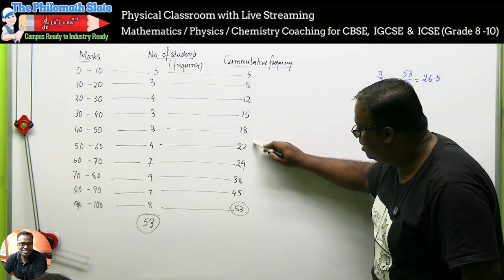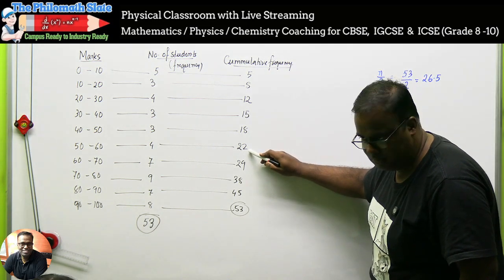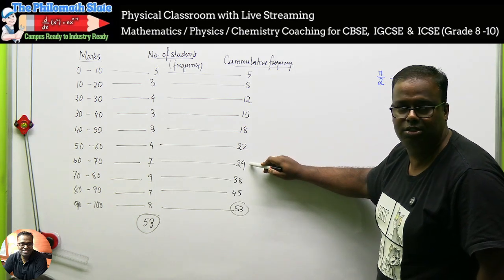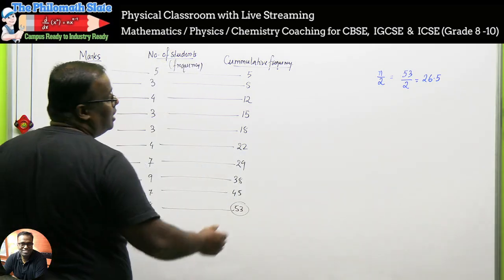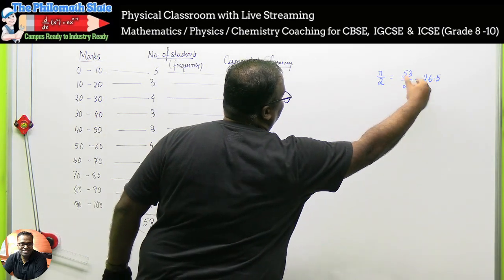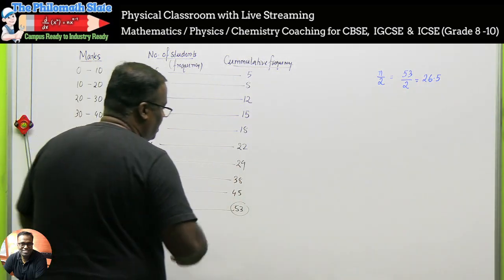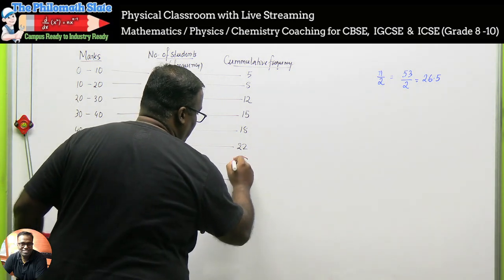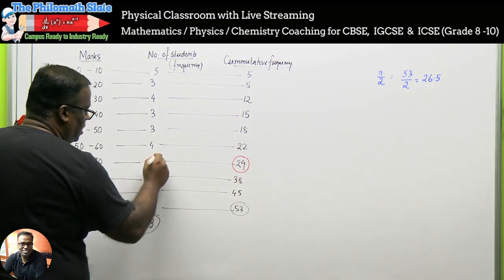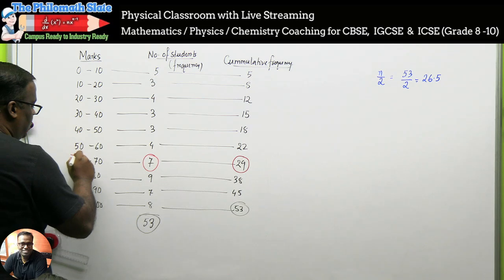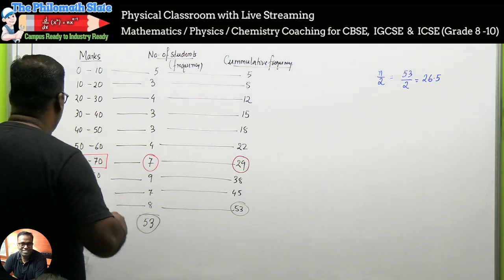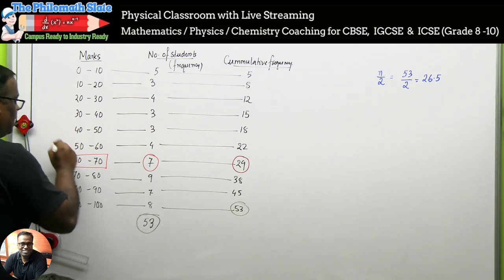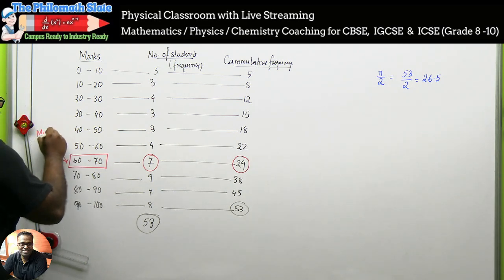26.5 is lying where? 22 चलेगा? नहीं चलेगा. 29 चलेगा. 29. So our culprit, which is 26.5 or more than that, we don't have an exact, but ये वाला तो मैच कर रहा है. ये वाला मैच कर रहा है. And this is what is known as the median class. This is important for us.